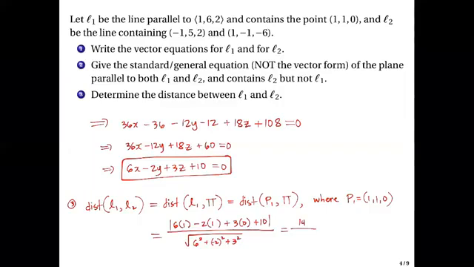For the denominator, you have 6 squared, that's 36, plus 2 squared, that's 36 plus 4, that's 40, plus 3 squared, that's 9. So square root of 49. But square root of 49, that's 7. So 14 over 7, and this is equal to 2. So the distance between L1 and L2 is just equal to 2.